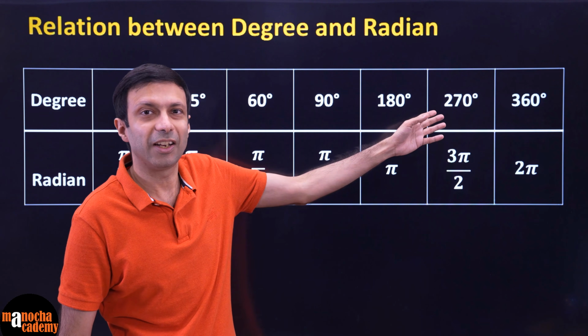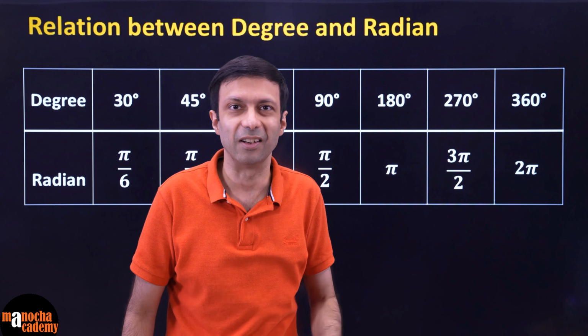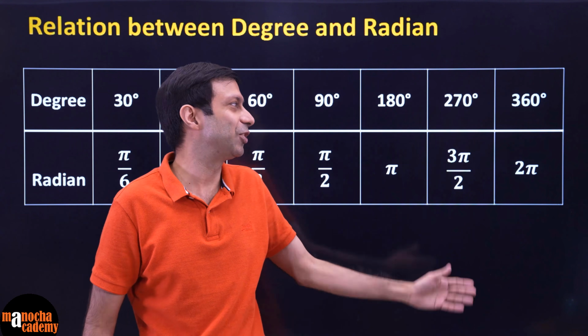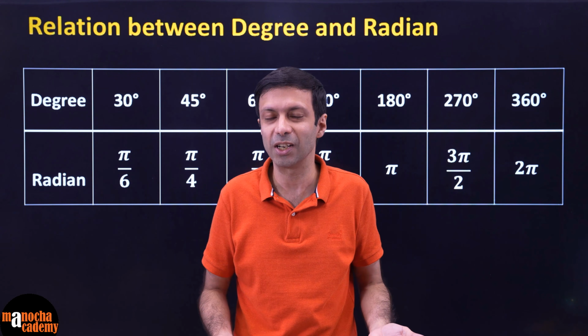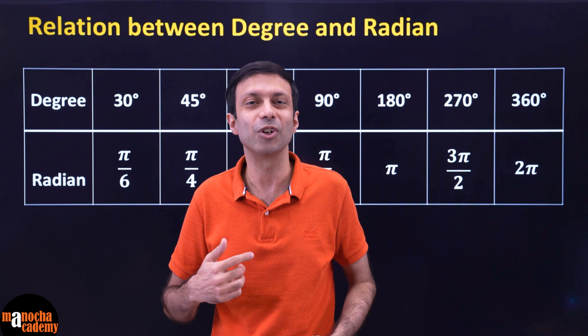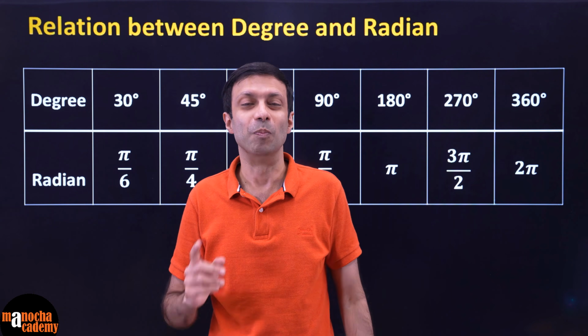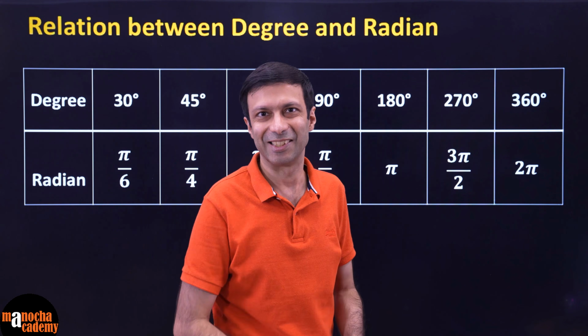And then 270 degrees is 3 pi by 2 radians. And if you complete the full circle, that is 360 degrees, it's going to be 2 pi radians. If you forget this, you can quickly convert it also, but I recommend that you should know these values. That way you can do your sums much faster. So make sure you learn this important table for the standard angles.